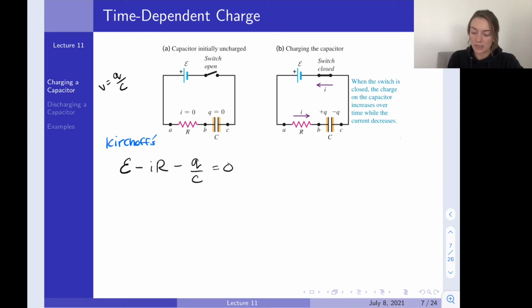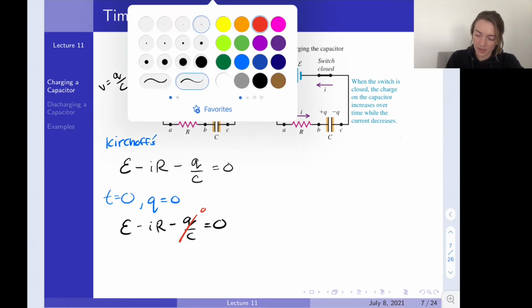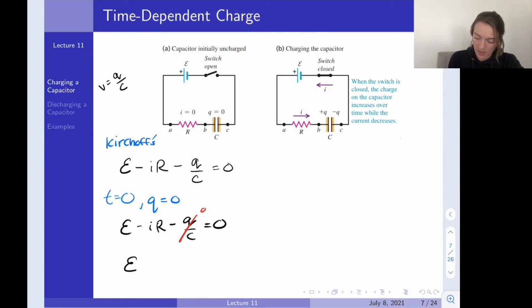So now let's take this equation. This is just a general equation here. And let's look at the specific time at t equals 0. At t equals 0, we know that the charge on the capacitor is also equal to 0, right? So let's write that again. At t equals 0, this term is 0 because there's no charge on the capacitor. So all we have is that the EMF is equal to the current times the resistance.